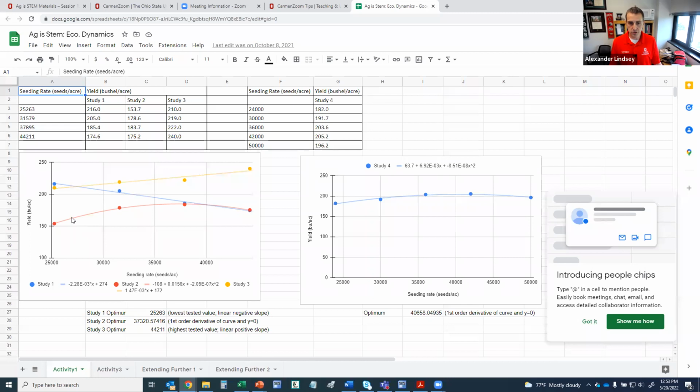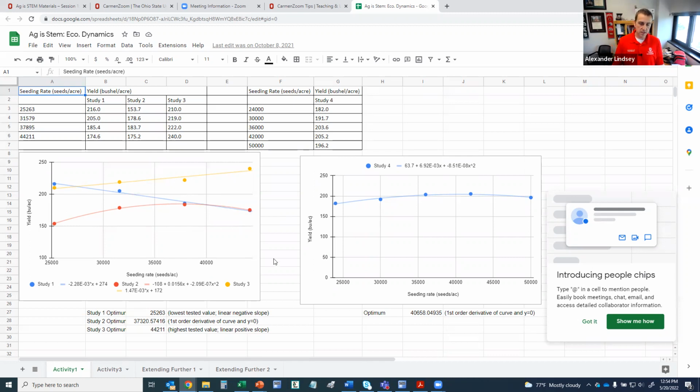We've added a regression model to see what our relationship between seeding rate and yield is. And so for study 1 here, the blue line, we see a negative linear trend. So our optimum seeding rate in that field would probably be our lowest seeding rate examined. For study 2, we see kind of this curved option.